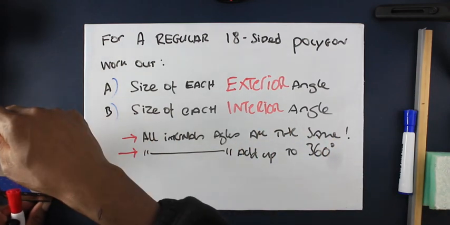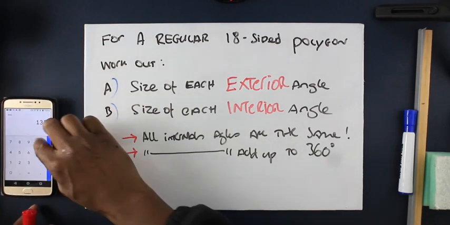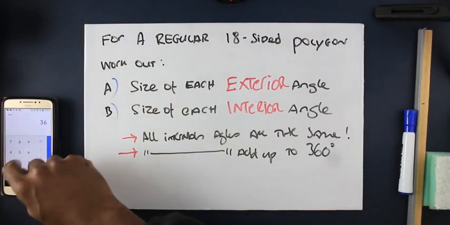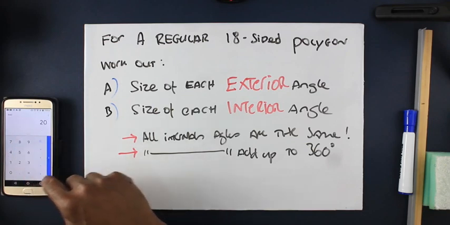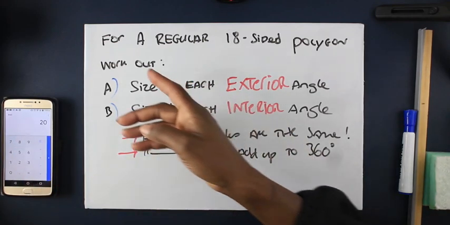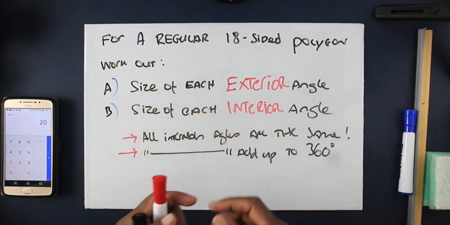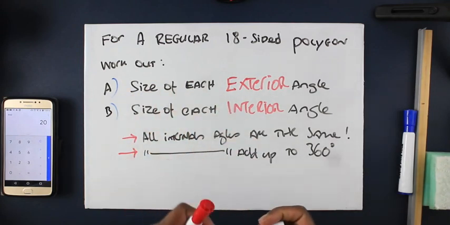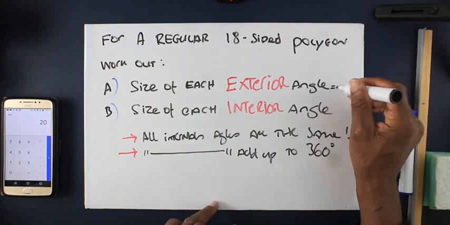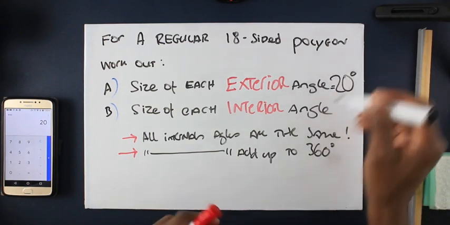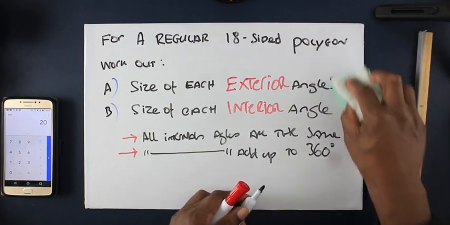So let's do that. 360 degrees divided by 18 equals 20. So for a regular 18-sided polygon, the size of each exterior angle is 20 degrees. Actually, let's do it in red so it stands out.